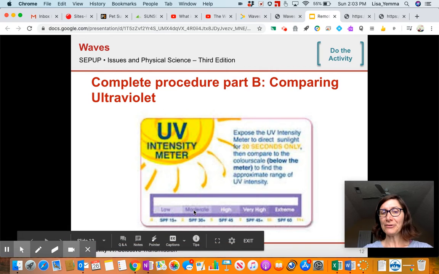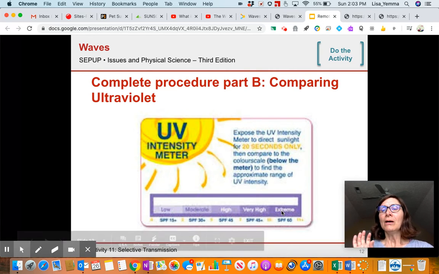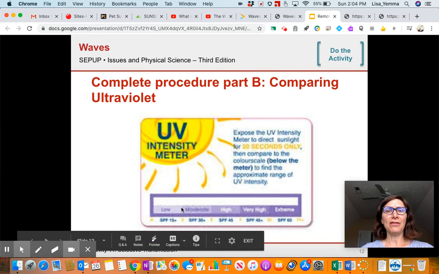And then we get moderate, high, very high, and extreme. My brain struggles with the low being written in dark color and the moderate being written in dark color and the high being written in light color. So this is really confusing because I'm really trying to look at the background here and see the changes. Below you can see that there's some SPF ratings, and we'll come to that later.